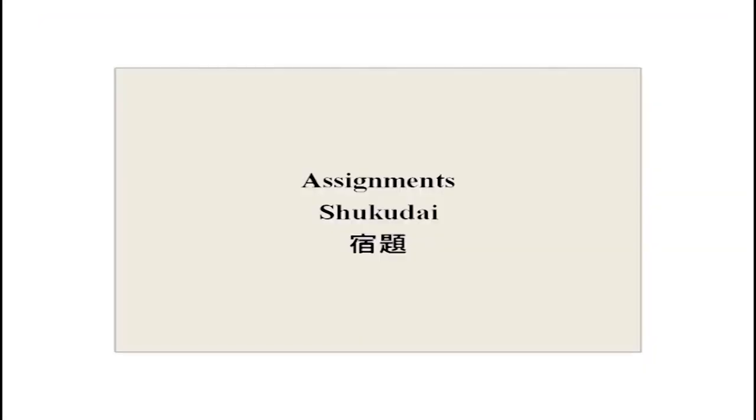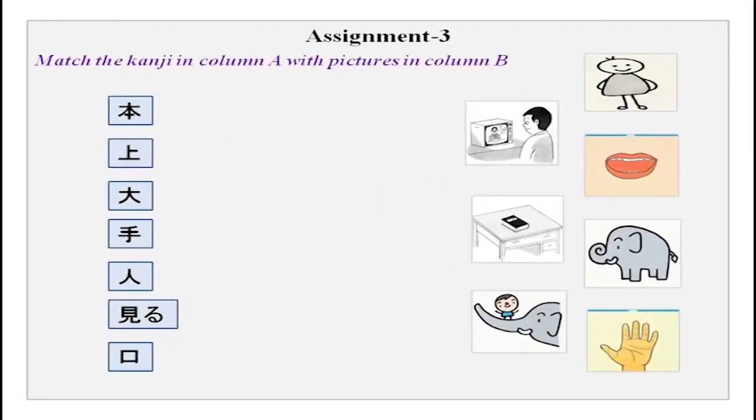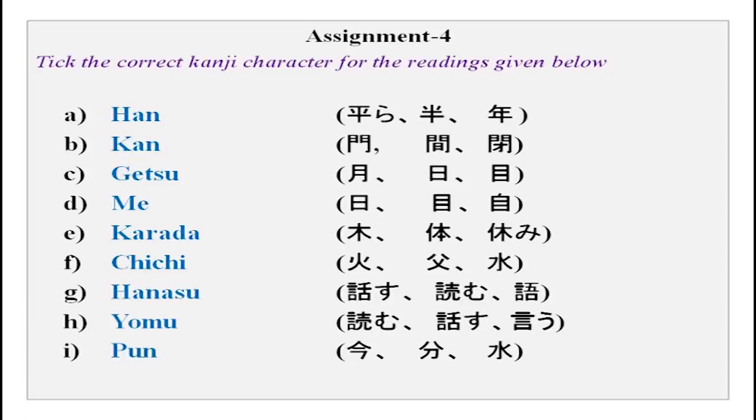And in the end, we have Shukudai for you. My work is over. I have taught you whatever we were supposed to do in this lesson. Now, it's your time to practice what has been taught. So, there is Shukudai for you. There's work for you. Circle the correct spellings. And then we have these kanji characters over here. Some pictures for you. Just match kanji characters with the pictures given. And then the words are given over here. You have to see and tick the correct reading given.